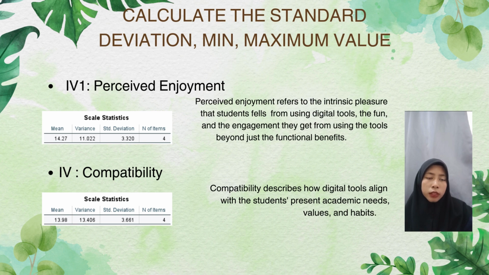Okay, the first IV is perceived enjoyment. Perceived enjoyment refers to the intrinsic pleasure that students feel from using digital tools, the fun and the engagement they get from using the tools beyond just the functional benefits. Okay, the second IV is compatibility. Compatibility describes how digital tools align with the students' present academic needs, values, and habits.